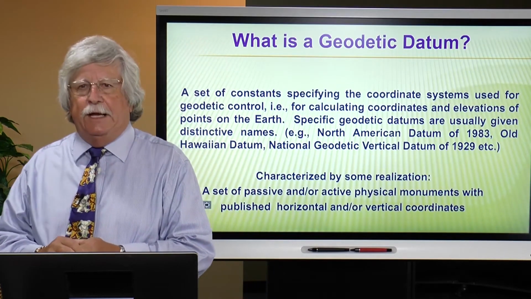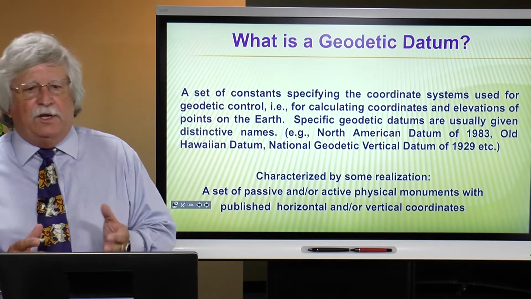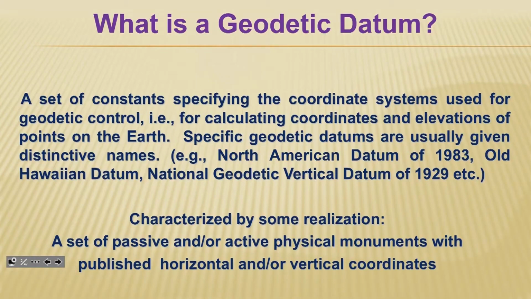What is a geodetic datum? Right? So this geodetic datum is a set of constants. In the case of a horizontal or geometric datum, it defines the origin of coordinates, the size and shape of the Earth, and the orientation of our coordinates. It's given a name. So for the horizontal datum, the North American Datum of 1983, NAD 83, is the singular coordinate system that defines the entire United States.